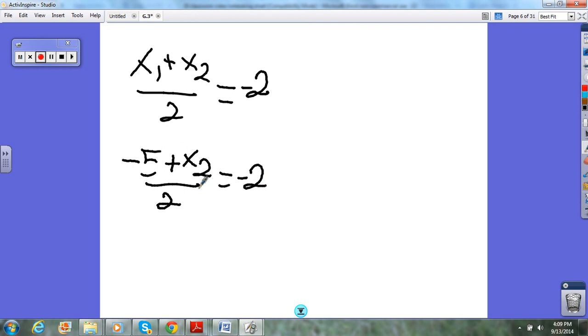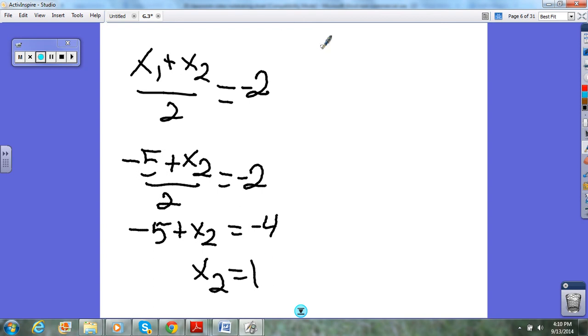Now we just need to solve this two-step equation. So we multiply -2 by 2, so we get -5 plus x2 is equal to -4. Add 5 to both sides. We know our x-coordinate for point D will be equal to 1.